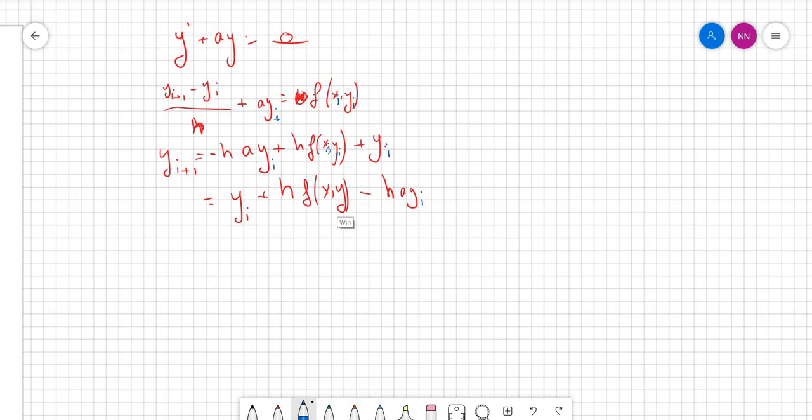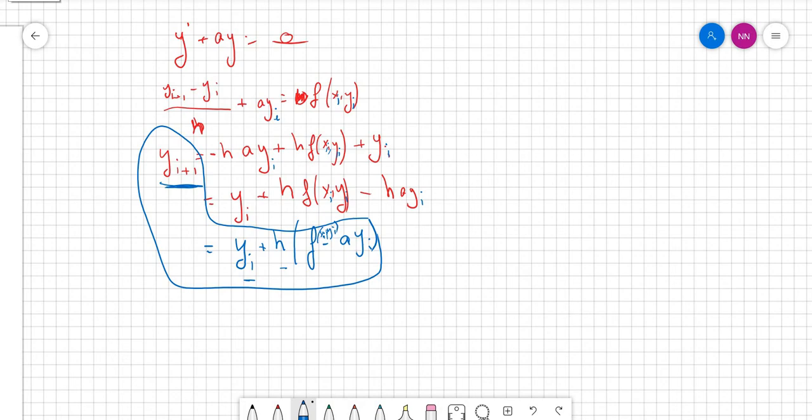That's why it will be written now as y_i plus h f minus a y_i. What I'm writing in here is just a way of writing y_{i+1} as a function of h and y_i and x_i eventually. It depends what the expression of f is. The idea is that if you have this kind of expression, it means that if you have x_i, y_i, and h, you will be able to calculate y_{i+1}.